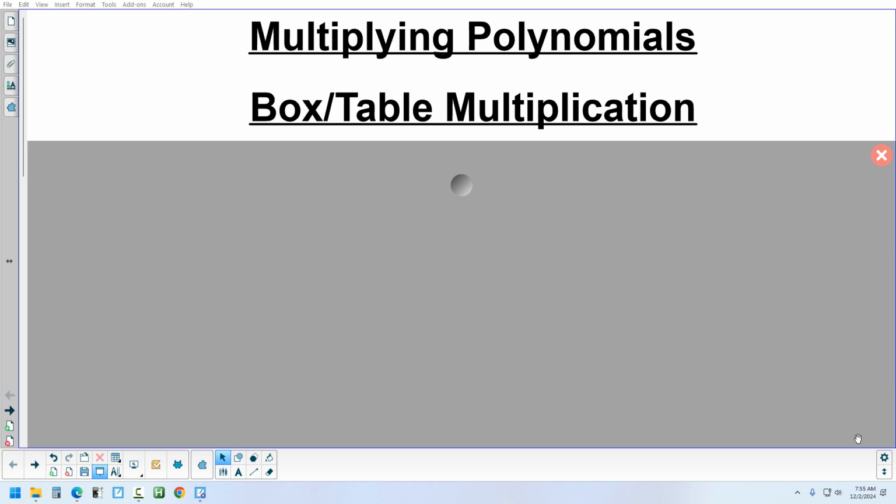So we're going to look at the week 7 material, and that is on multiplying polynomials. There's different ways that you can do it. I'm going to teach you a strategy that uses a box. What the box does is just organize the steps. So if you have trouble remembering what to do and how to do it, the box is just an organizational way to help you.